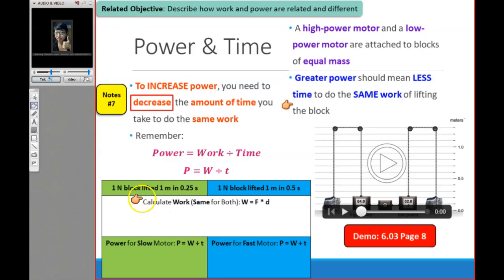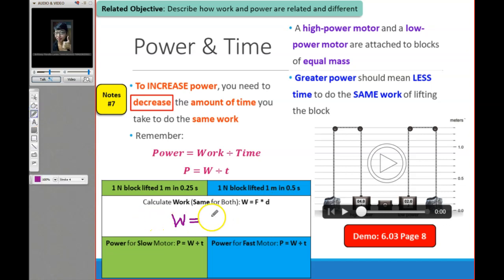Cool, so let's go ahead and actually calculate that out, okay? So we have a 1 Newton block that's lifted 1 meter in 0.25 seconds, and a 1 Newton block that's lifted 1 meter in 0.5 seconds. So again, they both have to be doing the same work. So let's plug this in. What's the force of the object? Tell me in the chat box. Look for newtons. A 1 Newton block lifted 1 meter, a 1 Newton block lifted 1 meter. What is the force there?